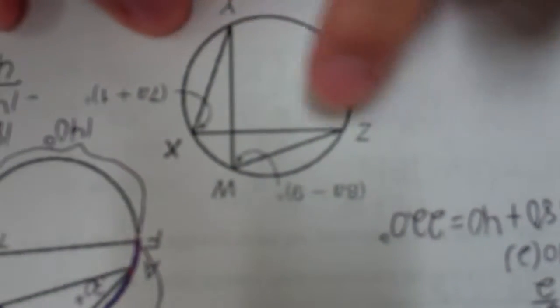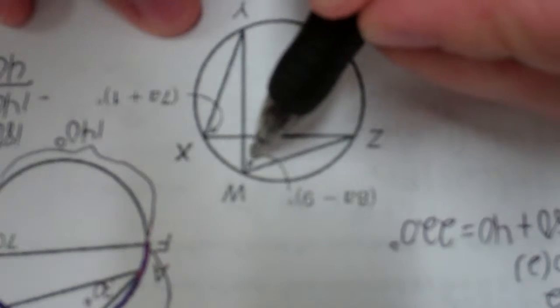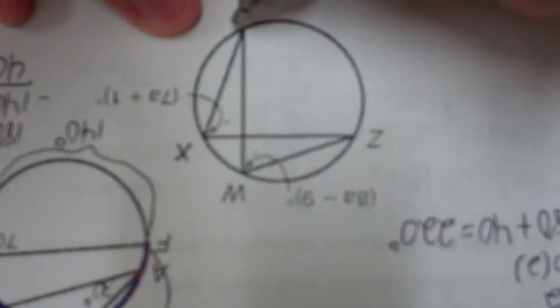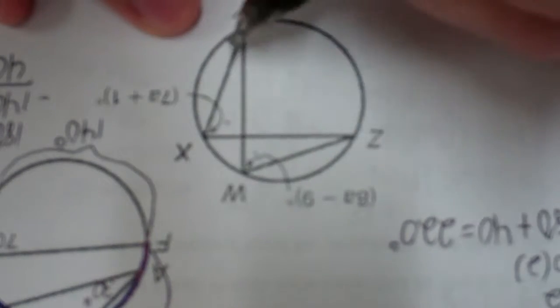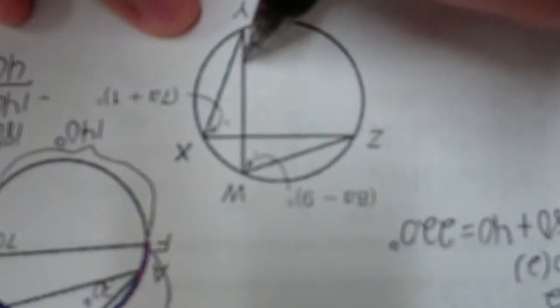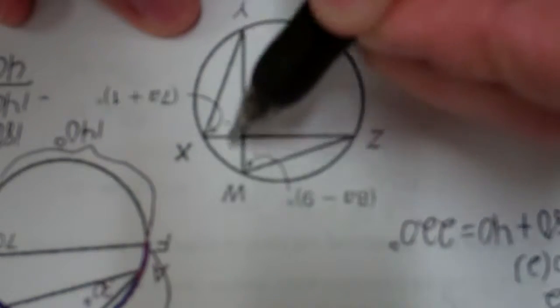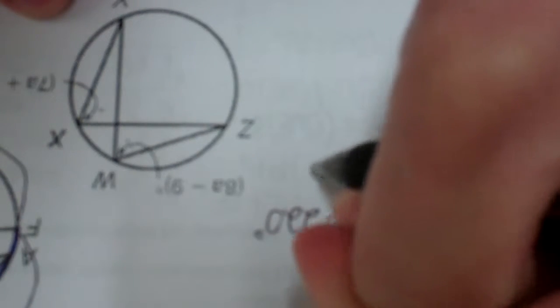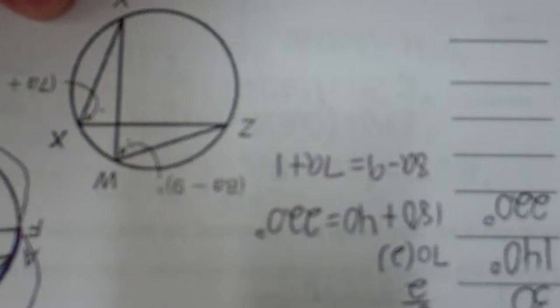Number 20 is asking for the measure of angle A. We're looking at this one. Remember that if the angles are congruent, then the arcs are congruent, they have the same arc. So remember, this angle right here belongs to this arc. This angle belongs to this arc. So to solve for A, we're going to set the two equations equal. So we're going to have 8A minus 9 equals 7A plus 1.